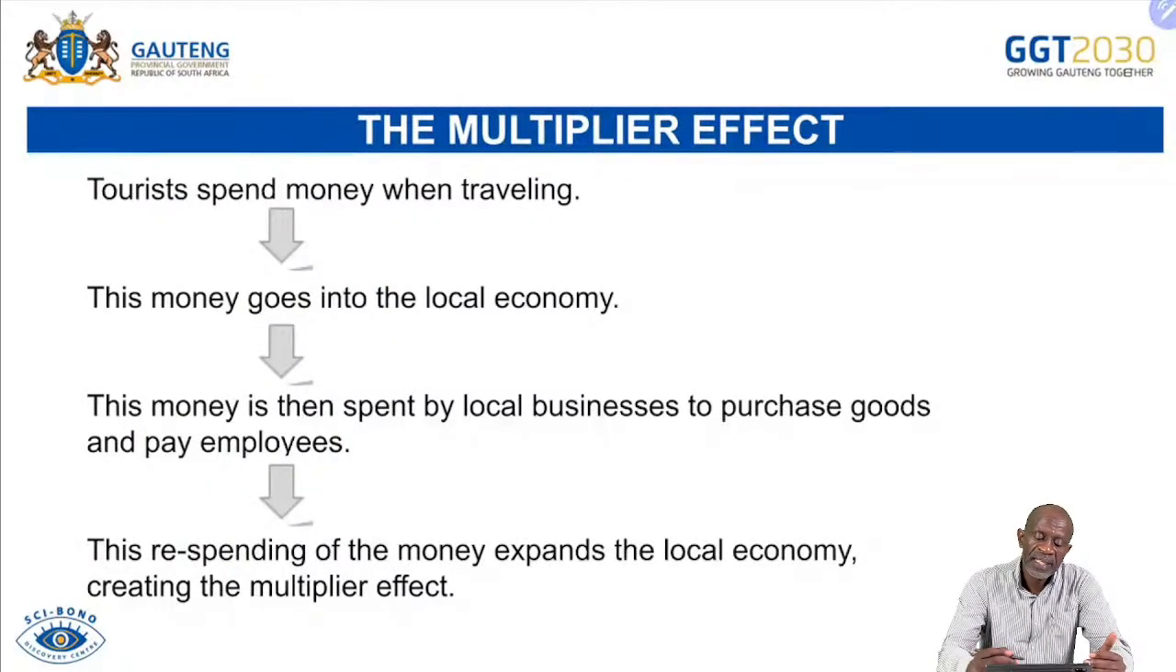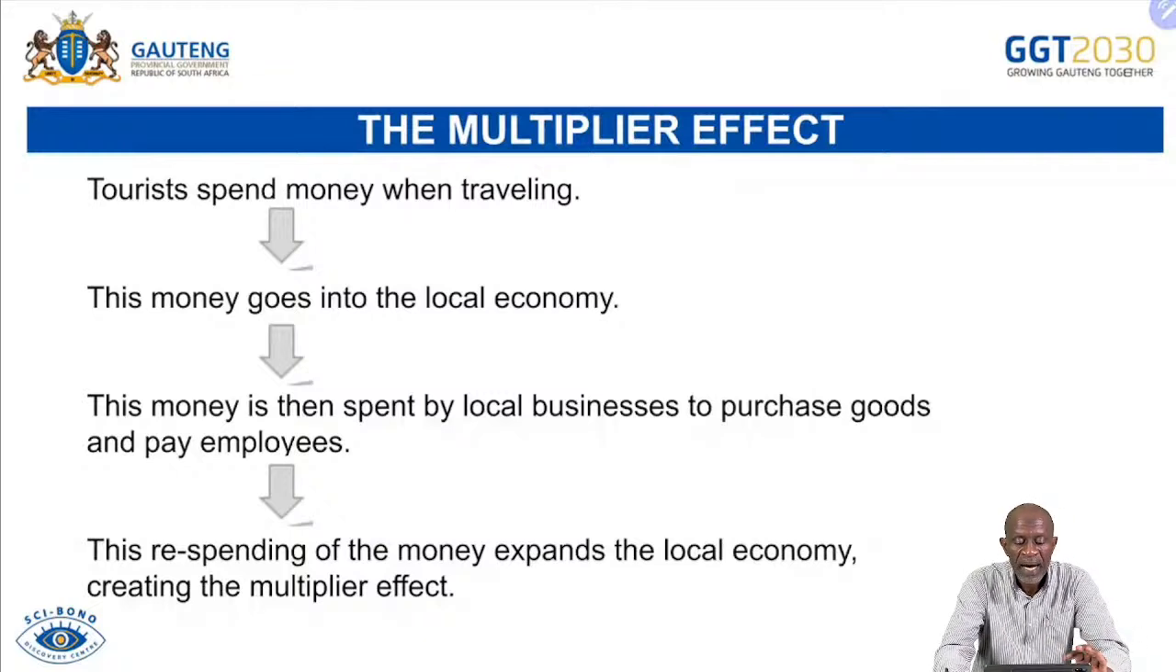So here is a step-by-step explanation of the multiplier effect. It says, as I've indicated, tourists spend money when traveling. The money goes into the local economy. This money is then spent by local businesses to purchase goods and to pay for their employees. This re-spending of money expands the local economy, creating a multiplier effect.